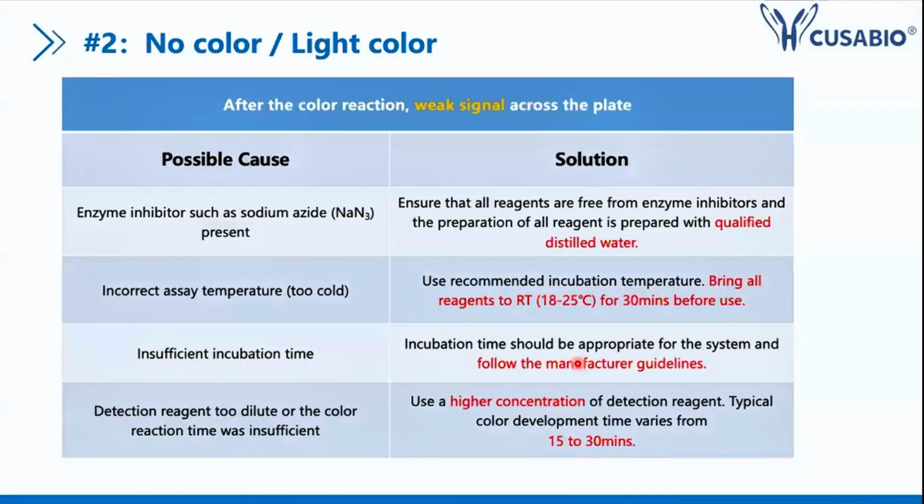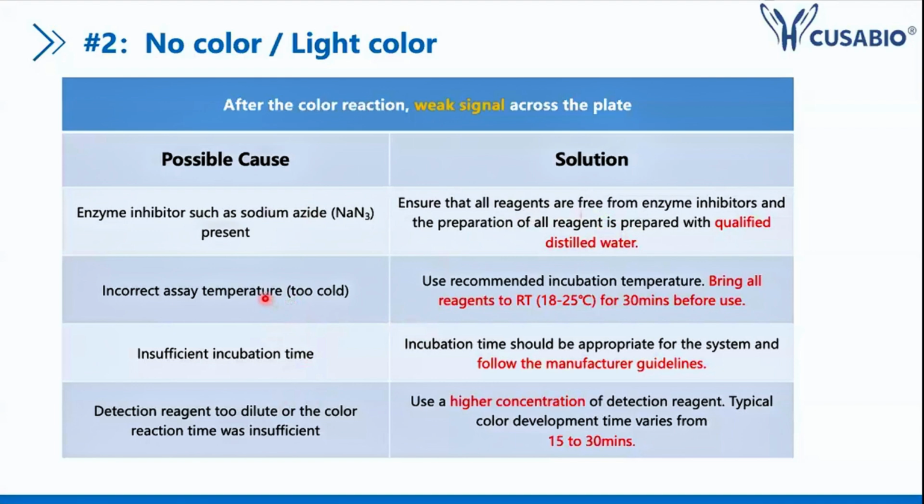Another, pretty similar situation is about enzyme inhibitors, which is also related to the substrate. If the reagents contain an enzyme inhibitor, such as sodium azide, it will interfere with or completely block the enzyme activity. This affects the color development reaction, resulting in the diminished signal that you saw. So be sure that your reagents are prepared well and with qualified distilled water. Similar to the first problem, there are also a lot of general causes that need to be considered.